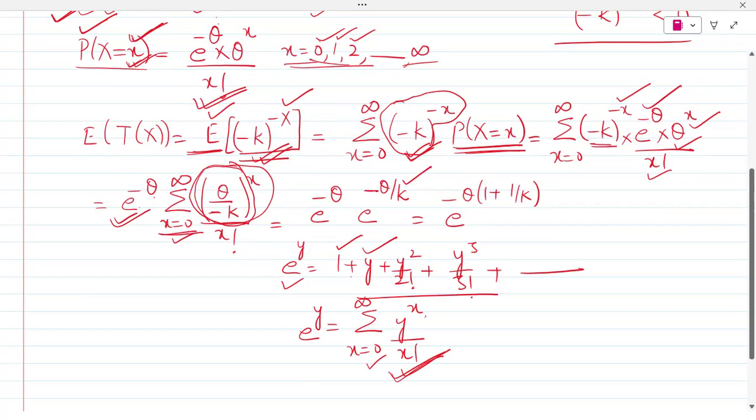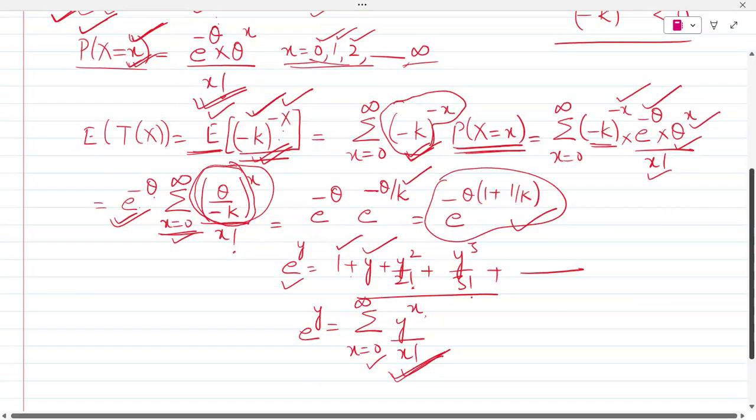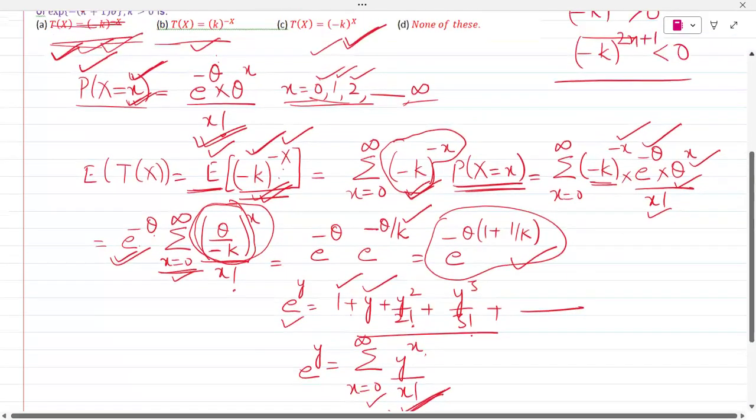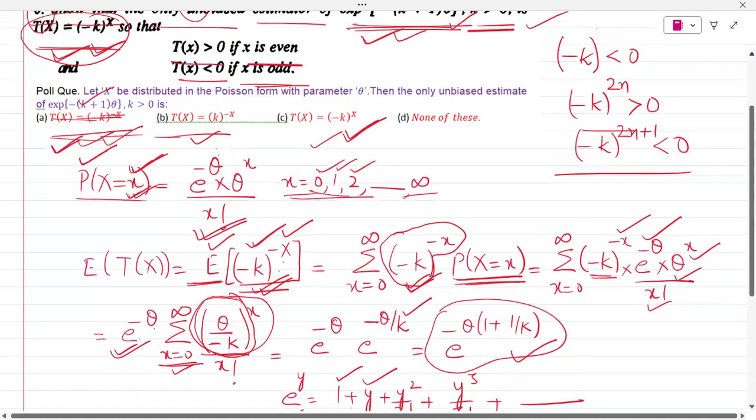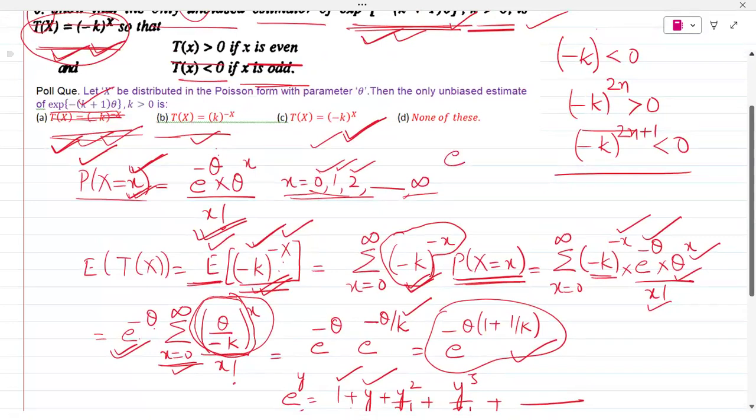It proves that (-k)^(-x) is an unbiased estimator of this parameter. But this was not our given parameter. Actually, our given parameter was this one: e raised to the power exponential of minus (k plus 1) into theta.